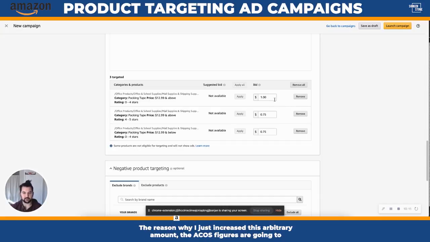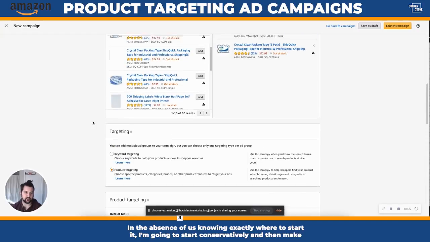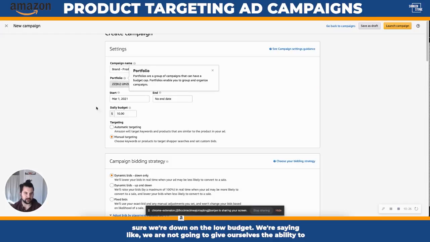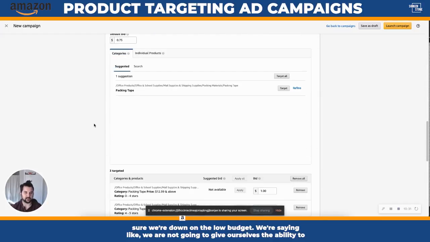The reason why I just increased it this arbitrary amount is that the ACOS figures are going to come in, and then it's going to let us know where we need to set these bids. So in absence of us knowing exactly where to start, I'm going to start conservatively and then make sure we're at down only, low budget. So we're saying we are not going to give ourselves the ability to screw this up.